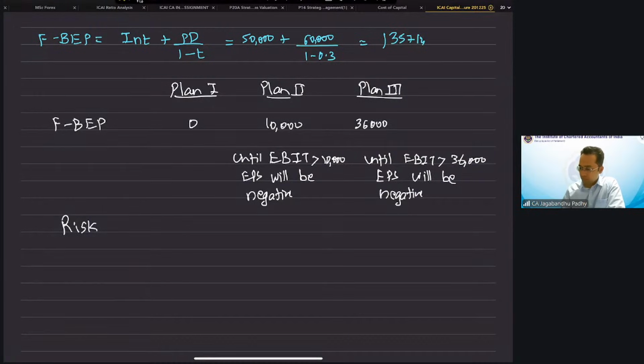Which plan is having the highest risk? So over here, this is the highest. There you have a moderate risk, and this is having a lower risk.